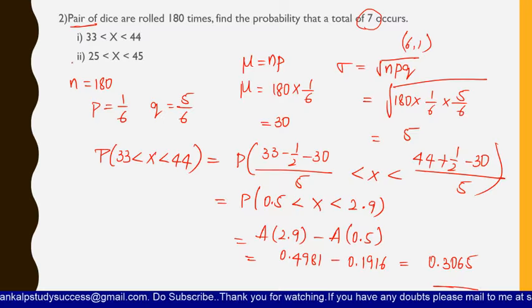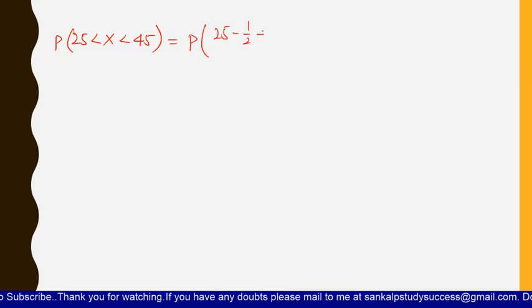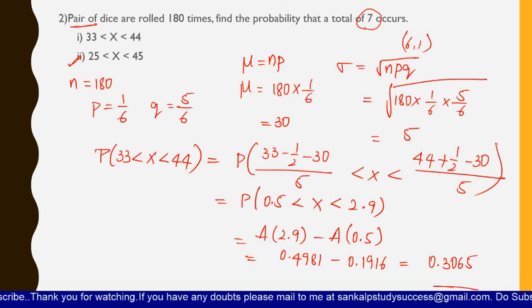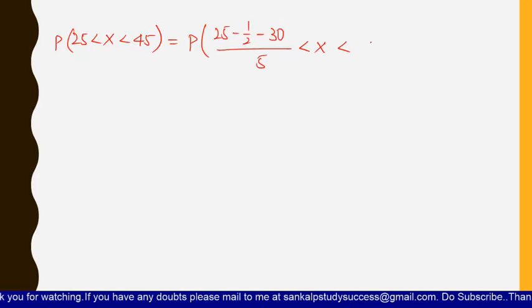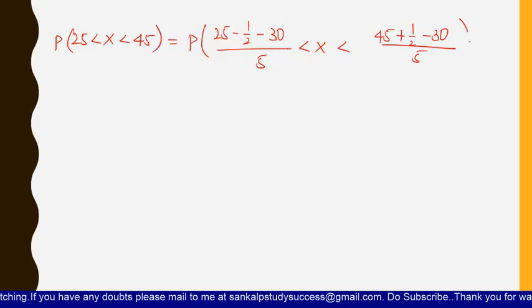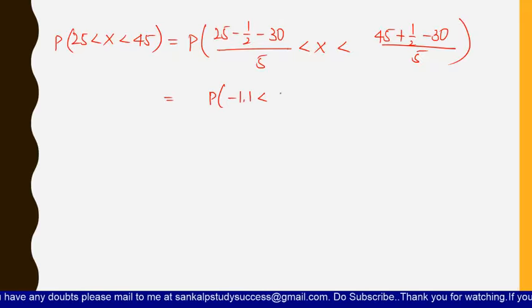Now coming to the second one, it is also of the same form. So let us solve it here. 25 is less than x less than 45, which is given. That is (25 minus half minus mu) by sigma, right? What is mu? That is 30 and sigma is 5. So (25 minus half minus 30) by 5 less than x less than (45 plus half minus 30) by 5. After substituting you will get the values as minus 1.1 less than x less than 3.1, right?